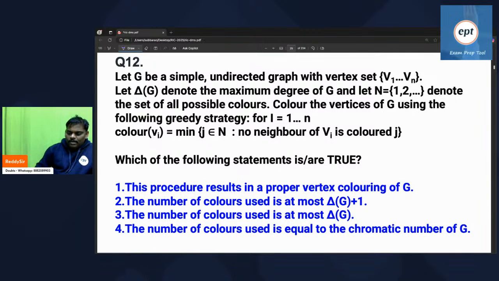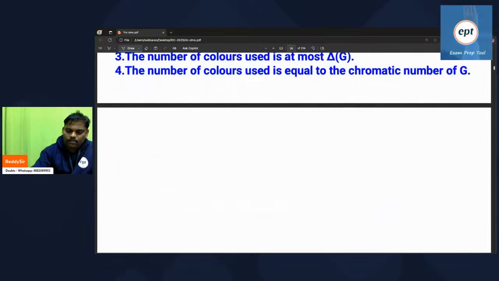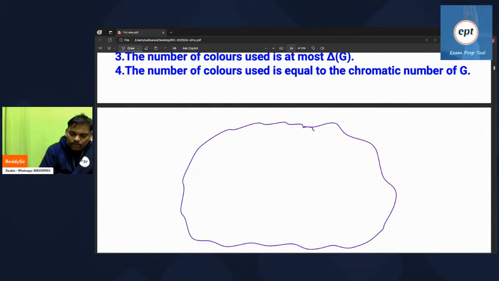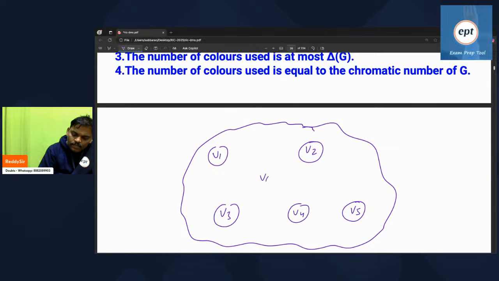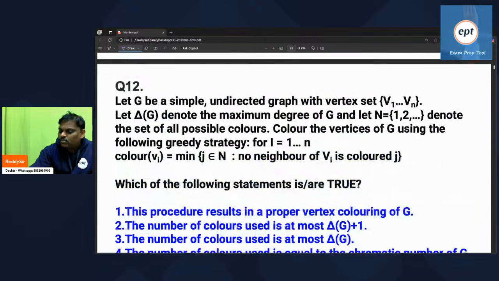Let's try to answer this. N vertices are there. V1 is there, V2 is there, V3 is there, V4, V5, V6, V7. Some vertices are there, that's fine. Next, colors are also there: 1, 2, 3, and so on. Some colors. They denote the set of all possible colors.